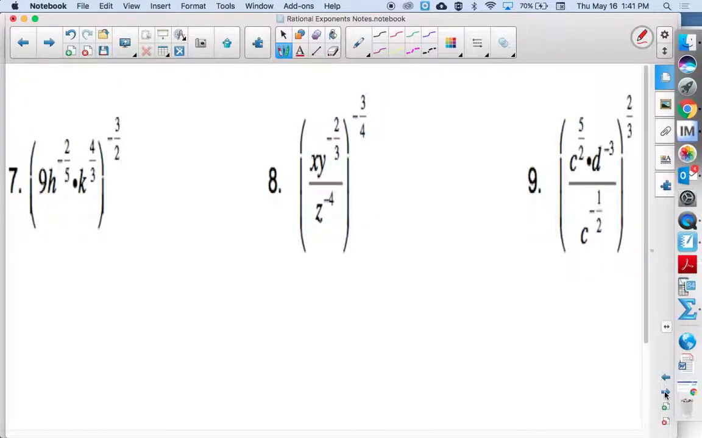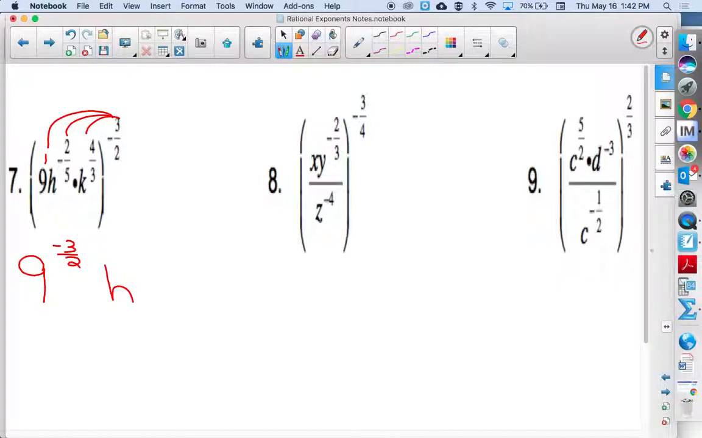Alright, 3 more. I think number 7 is probably the most interesting one because it has a number in it. It's the only one with a number, like a whole base instead of a variable base. We just have a 9. When you distribute the exponent through, does it also go to the 9? Yes. So that 9 technically has an exponent of a 1. The 3/2 has to go to all of the exponents, even the number. So that would be 9 to the -3/2.